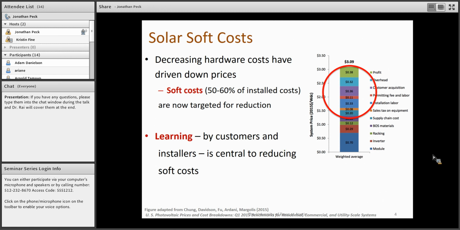The overarching hypothesis of my work, and a lot of what I'll present later on, is that reducing solar soft costs, which is the next big chunk of where cost reductions need to come from, really has to do with learning both on the demand side, by customers, and on the supply side, by installers. That's central, as I'll try to emphasize, as we collectively target reducing soft costs over the next few years.